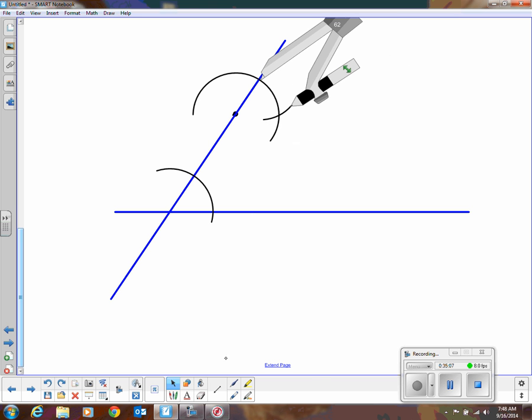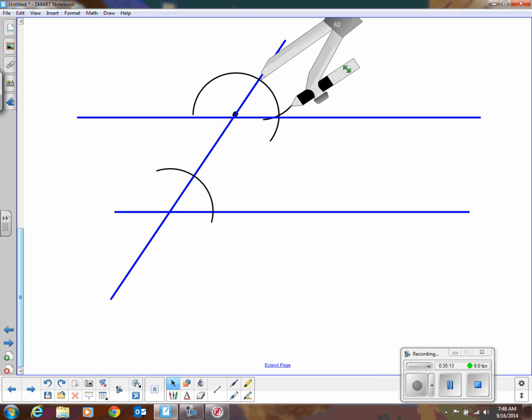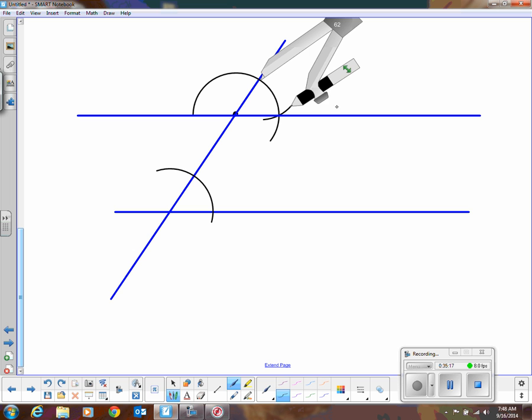We make this intersection, and all we have to do then is connect those 2 points. And how do we mark parallels? With these arrows.